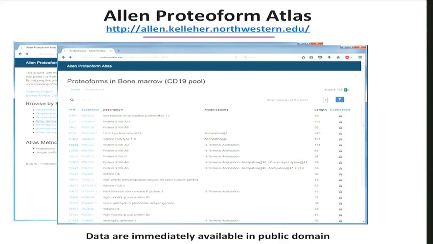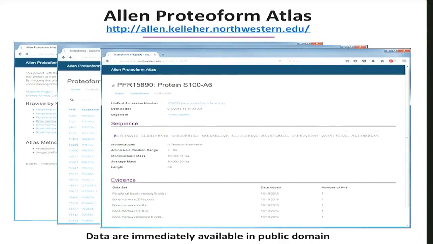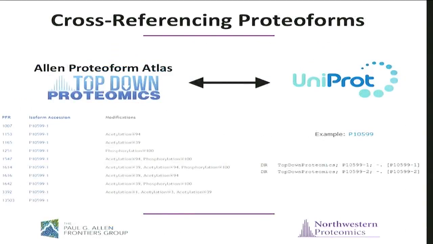What proteoforms are present in CD19 B cells? These are the precise characterizations of these full-length proteins in the project. And there's about 10,000 of those currently. The goal was to get to 30,000, and we're well on our way to doing that.